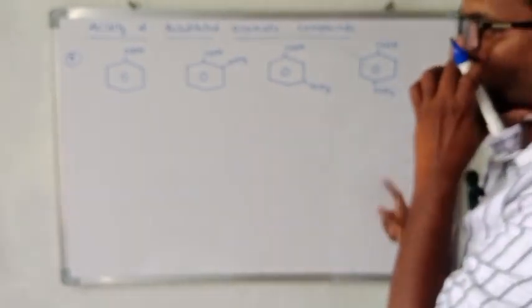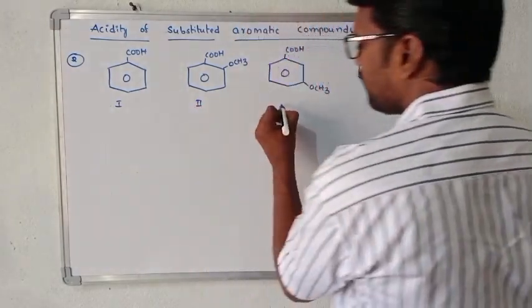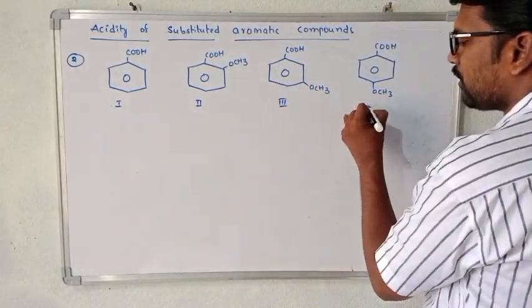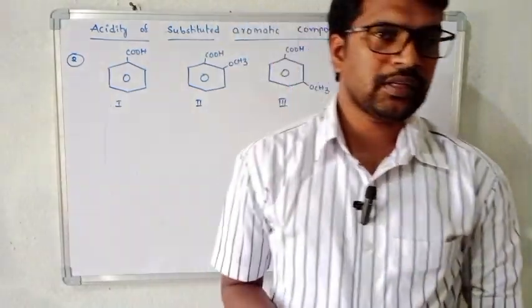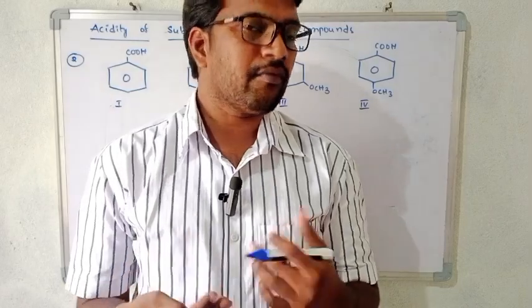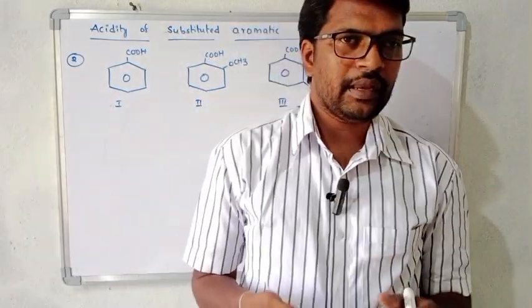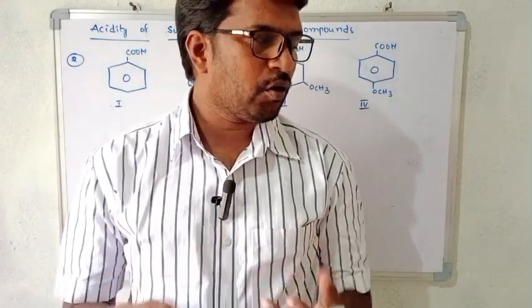Okay, so now we can explain the SDT of these four. Before explaining this SDT, first we look at the OCH3 group. OCH3 has two natures. Whenever you see OCH3, according to the inductive effect it is a minus I group, that means an electron withdrawing group. According to the mesomeric or resonance effect, it has a plus R, an electron donating group.